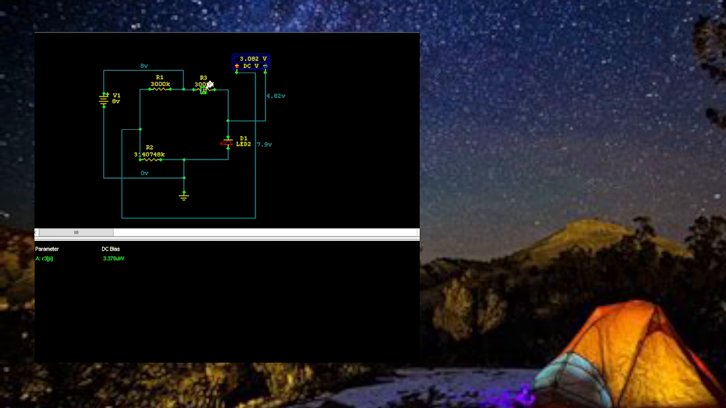What? Oh, you can click on the item and it tells you how much power it's using. Not that I want to do that.